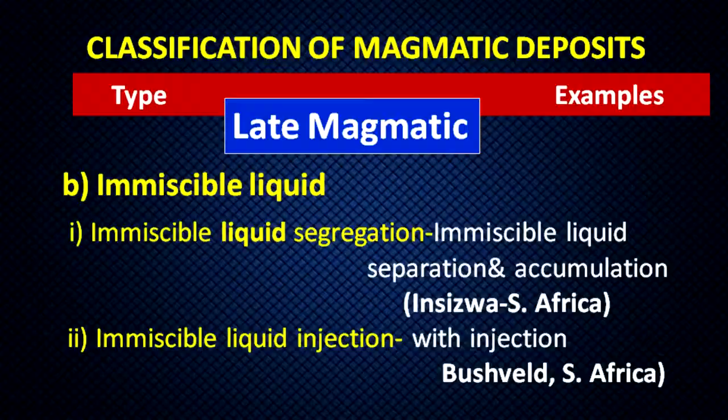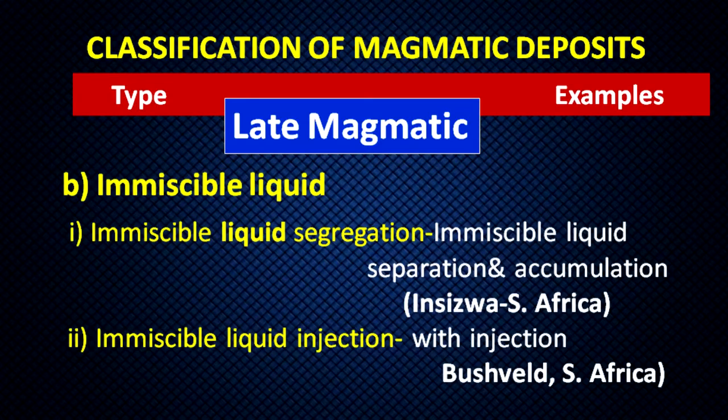Now I discuss immiscible liquid. Immiscible liquid means in magma there are two different types of magma which are immiscible. Chemically they may be the same, but physically they may be different. There may be some gravity difference or a difference in the volatiles. So those magmas which are immiscible undergo immiscible liquid segregation, number one. Number two, immiscible liquid injection.